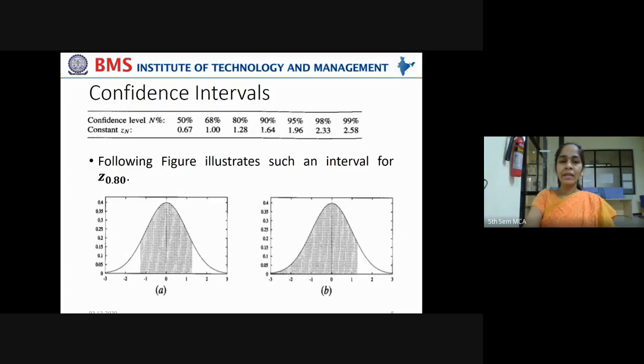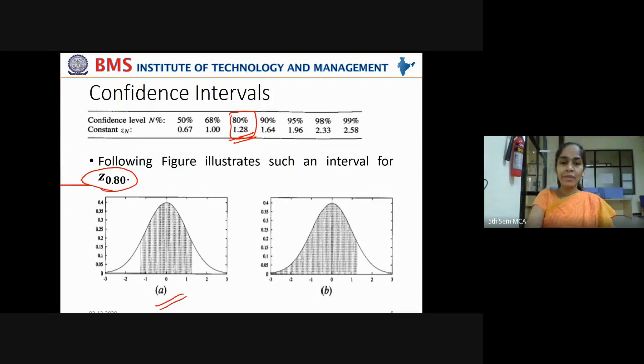Now see here in this figure A, it illustrates such an interval for Z at confidence interval 80. What is the Z value at confidence interval 80? That is the 80% confidence interval. At 80% confidence interval, what is the Z value?